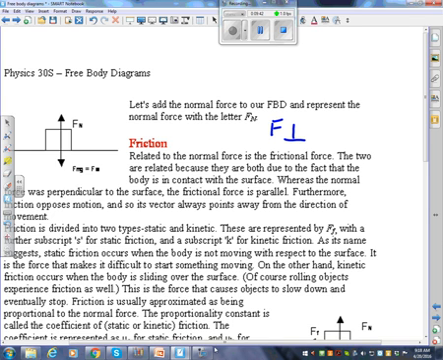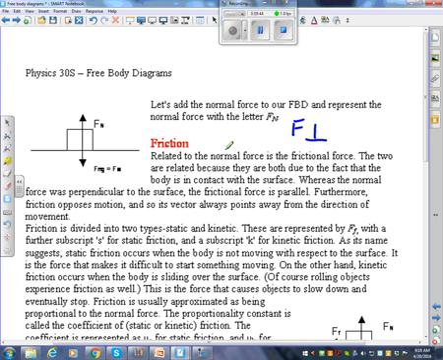Friction. Friction is related to the normal force. The two are related because they are both due to the fact that the body is in contact with the surface. Whereas the normal force was perpendicular, friction is always parallel. Furthermore, friction opposes motion, and so its vector always points away from the direction of movement.